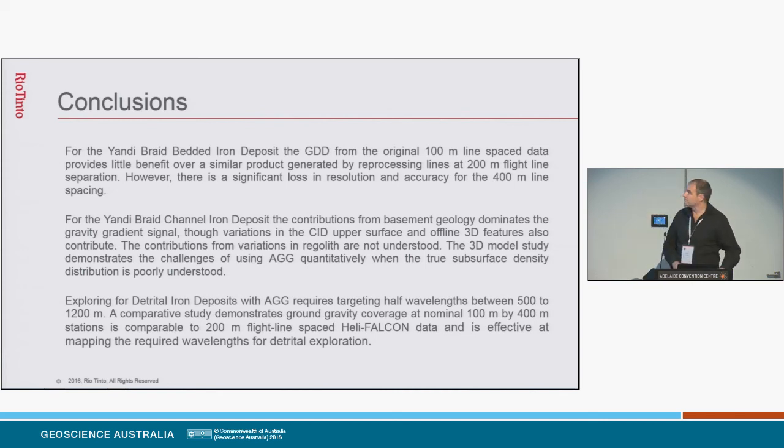In conclusions, for the Yandi bedded iron deposit, the GDD from the original 100 metre line space data provides little benefit over a similar product generated by reprocessing lines at 200 metre separation. However, there is significant loss in resolution and accuracy for the 400 metre line spacing.